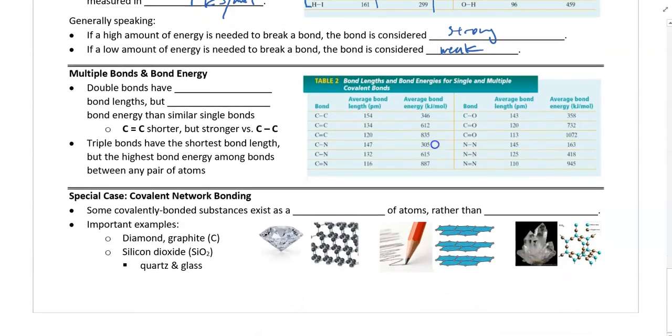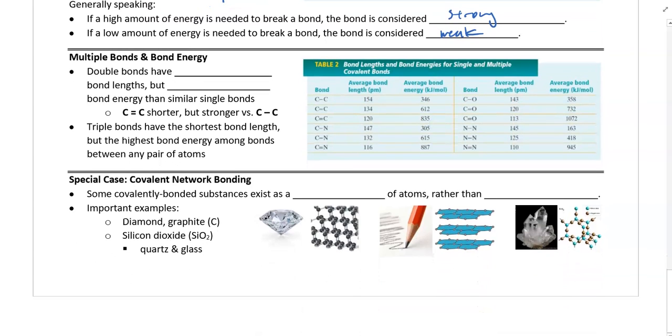All right. And then to wrap this up, you have a couple of concepts to wrap in the same idea: multiple bonds and bond energy. Double bonds have shorter bond lengths, but higher bond energy than similar single bonds. So for example, the C=C bond is shorter, but it's stronger than the C-C single bond. You can see that pattern over here on the right side as well. But I think that also makes sense, right? When you have more bonds between atoms, it's a stronger bond.